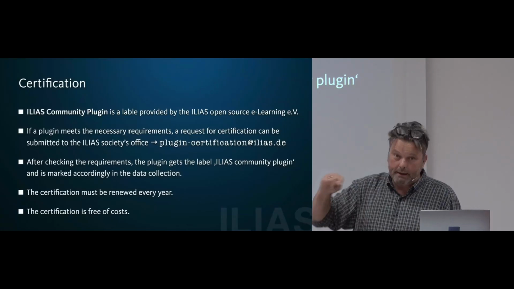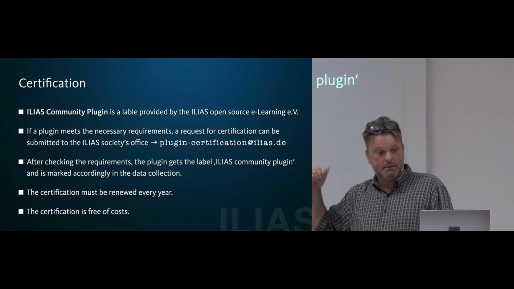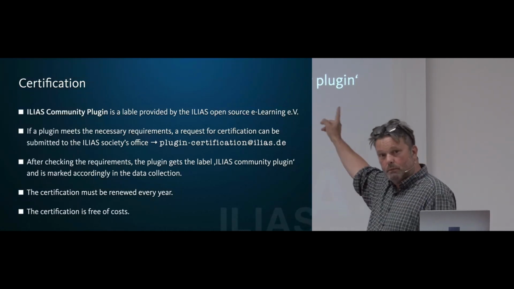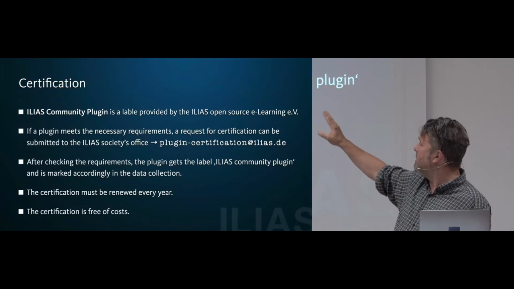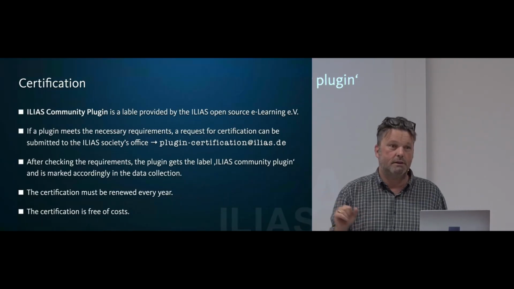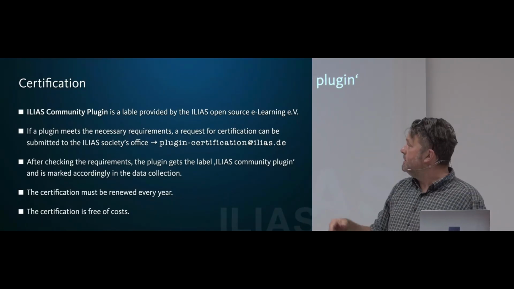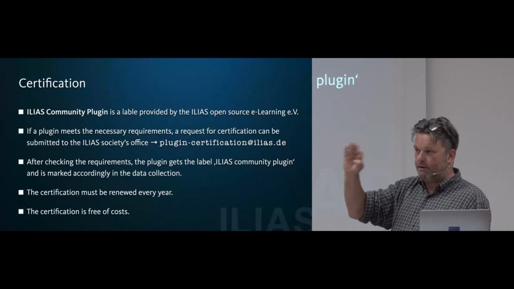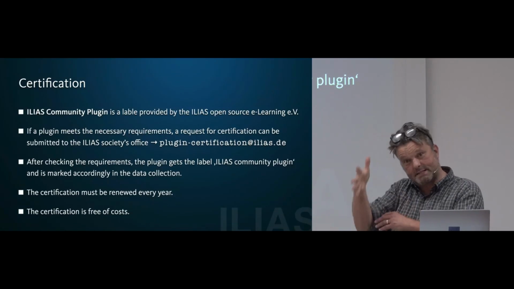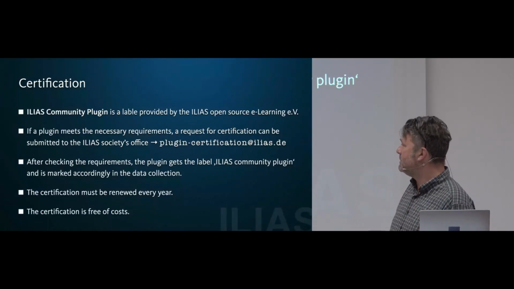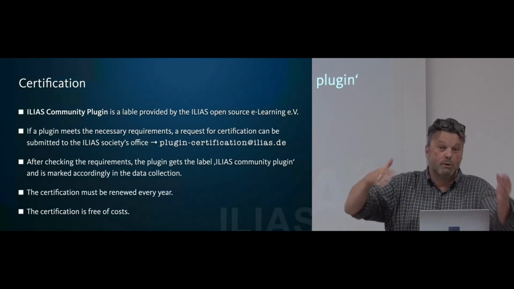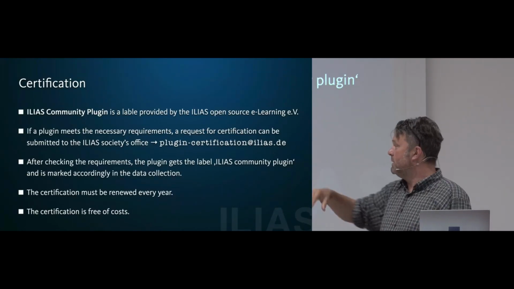And if you have a plugin that fulfills the requirements, then there's an address. You just send a mail to plugincertification@ilias.de, and then we check it. And if it's okay, then it gets the label and we identify that in the data collection, which we extend with this information. Of course, the certification has to be done every year, because we have to check it again, in 2 years.